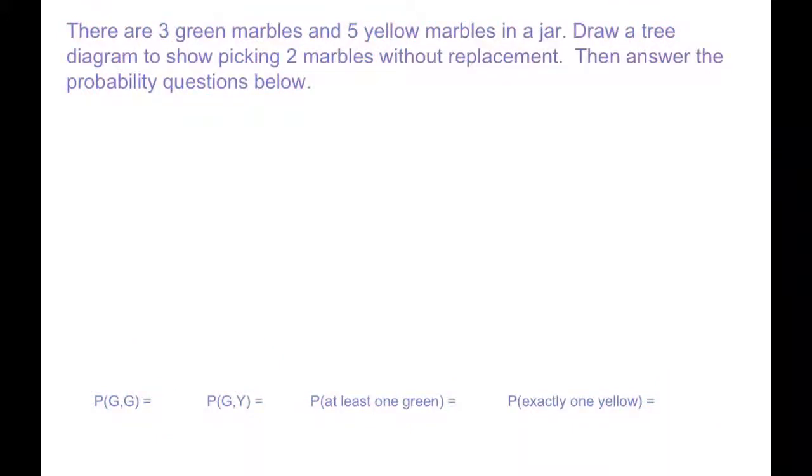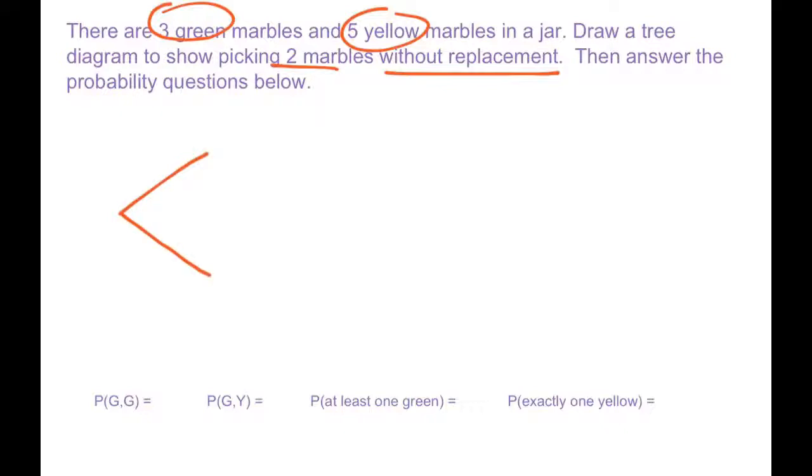All right, one more. Tree diagram without replacement. So it's the same problem. 3 green, 5 yellow, picking 2 marbles, no replacement. So let's start it off the same. They're always going to start the same. So we have a green or a yellow on our first pick. Green, there's 3 of them, so that's 3 out of 8, 3/8. Yellow, 5, 5/8.